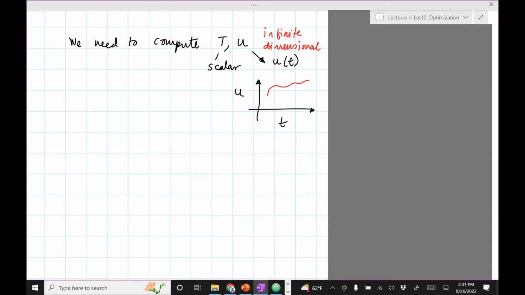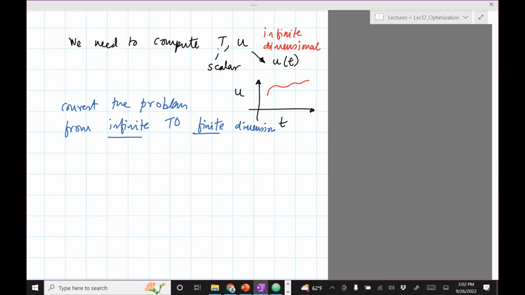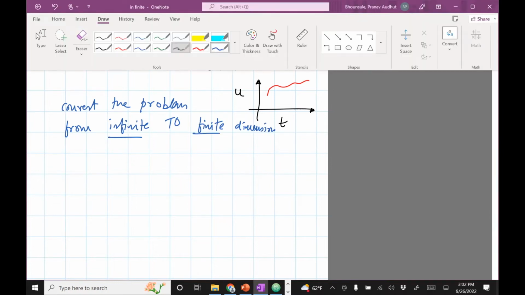And that's because the optimization method I showed you relies on finite numbers, right? X1, X2, those were finite numbers. So we need to convert this problem from infinite dimensional to finite dimension. Okay, so the way we do this is as follows.